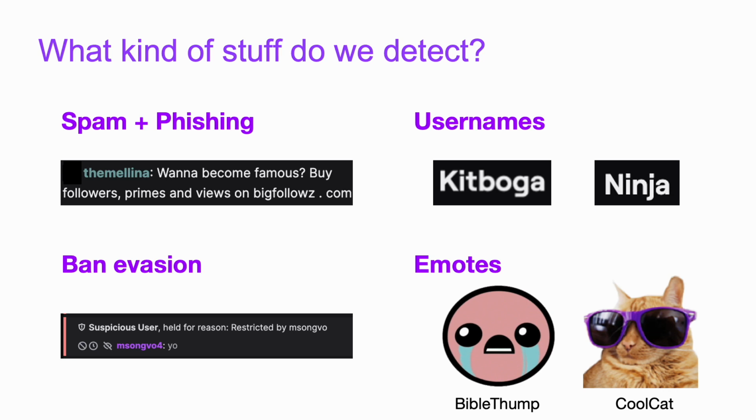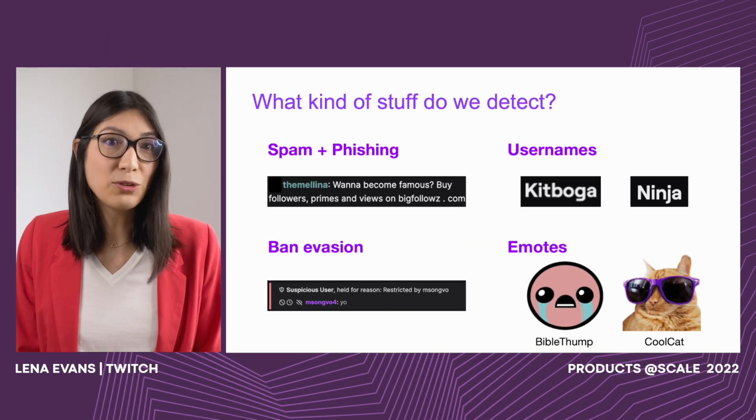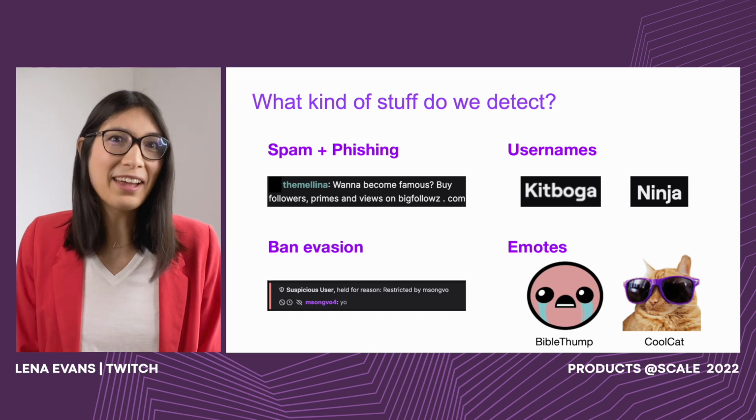So what is the kind of stuff we detect? One is spam and phishing. This is generally messages that are trying to get you off of Twitch and onto some other platform. And so this could be solicitation for some service, some website. Selling stuff, as you're seeing here. But it could also be phishing. They're trying to get you to go to some fake site so that they can steal your credentials. We want to stop that, so we detect it and stop it from happening.